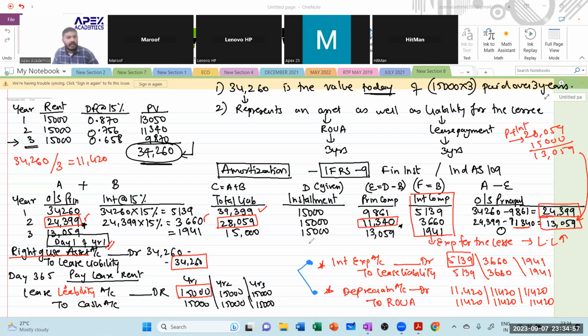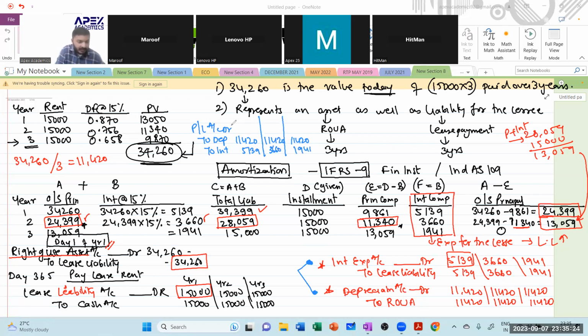What will be posted to the revenue statement every year? You will say P&L account debit to depreciation and interest. How much depreciation? 11,420 for 3 years. How much interest? 5139, 3660, 1941. You can take the total of this here.